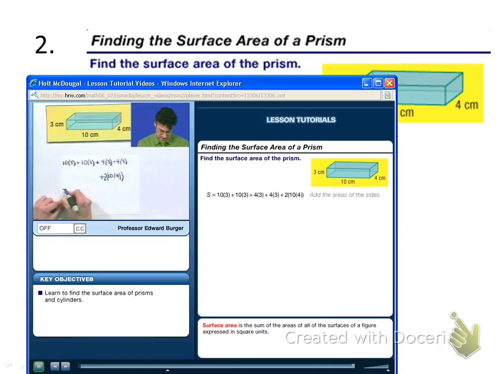Now, if we work this out, you'll notice that in the top, I always see a 3 factor in all those terms. So if I were to factor that out, what would I see? I would see 10 plus 10 plus 4 plus 4 all multiplied by 3. And then don't forget, I'm going to have that 2 times 10 times 4.